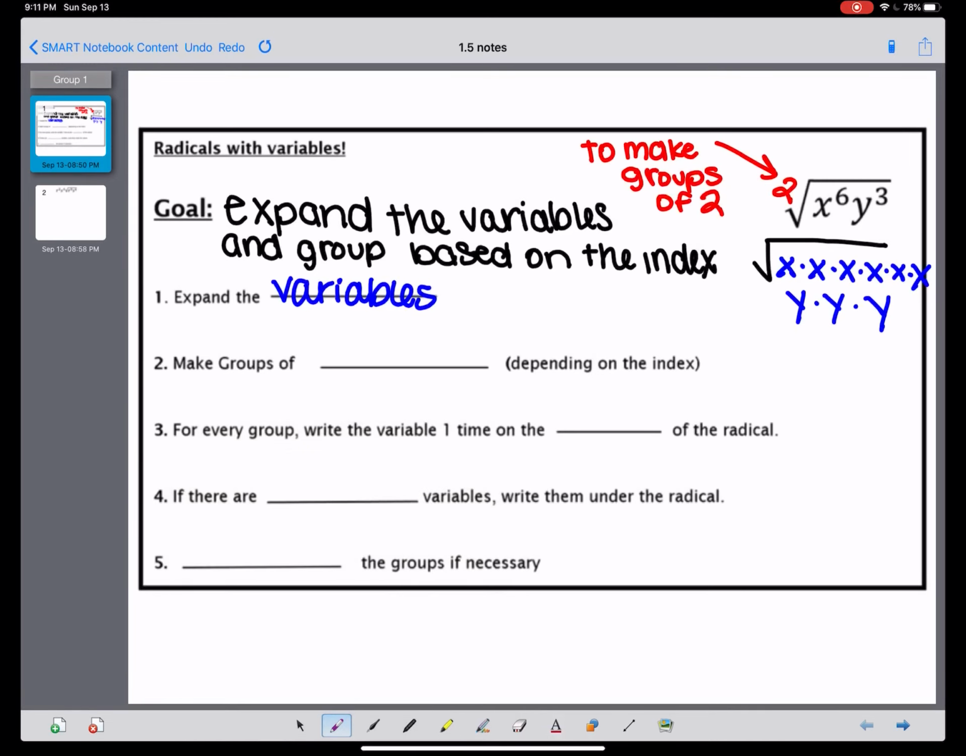Secondly, I want to make groups of 2 or 3, right, depending on my index number, right? If my index number is 3, I'm going to make groups of 3. If it's 2, I'm going to make groups of 2 here. Okay, so in this specific example, right, my index number is 2, so I'm going to make groups of 2 of the same variable here.